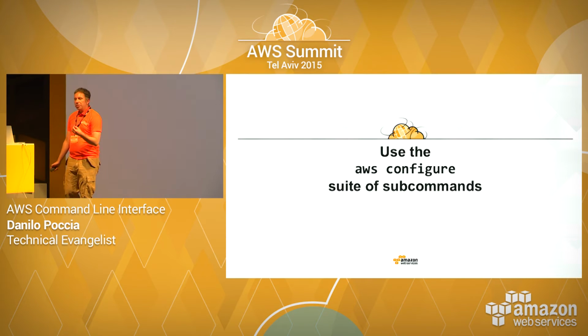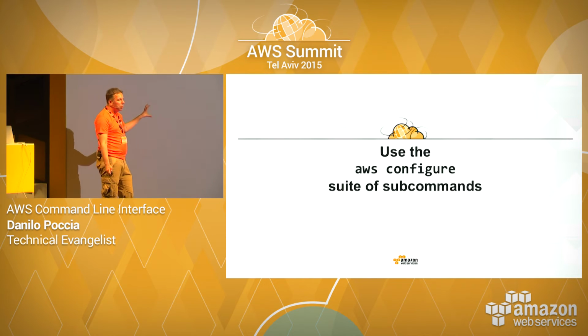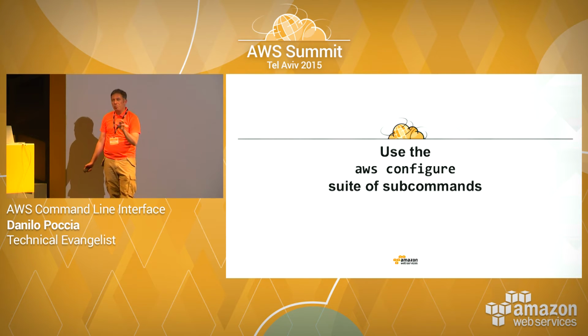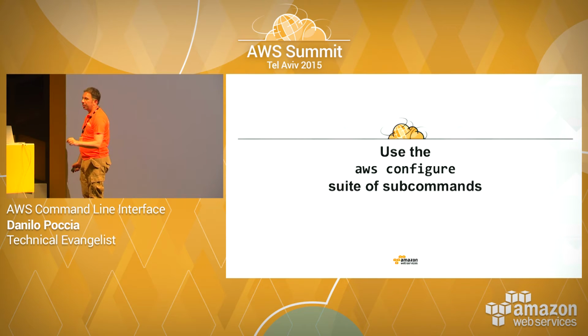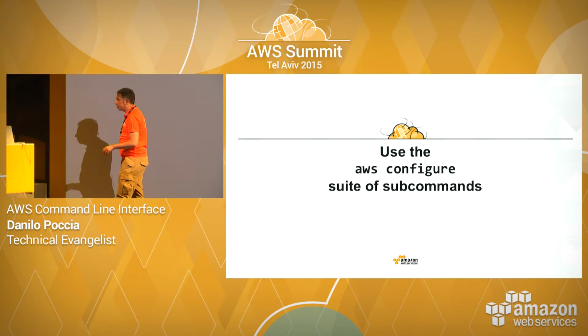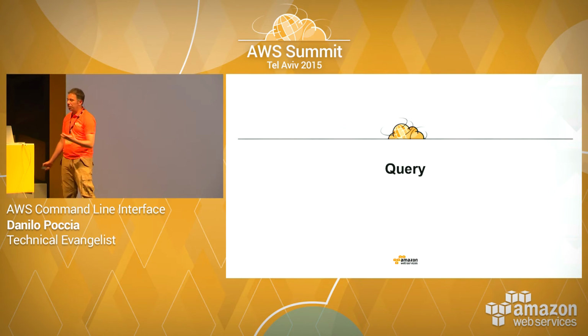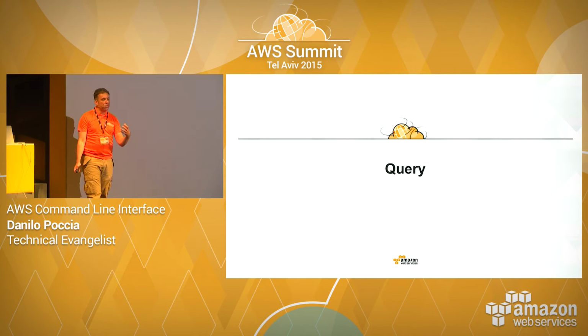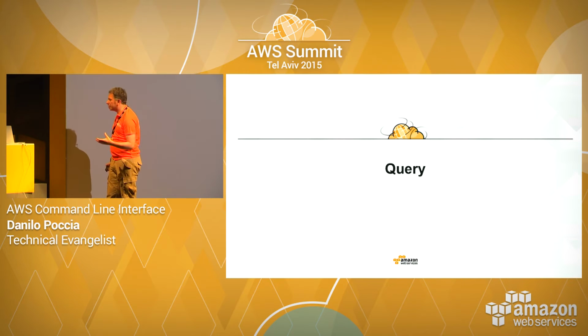And we saw that the aws configure command is quite powerful here, but one of the things that we saw was the use of this query parameter. And query was used to extract the information, the access key and the secret key, in that command. This is because query is one of the most powerful options that you can use with the command line interface.